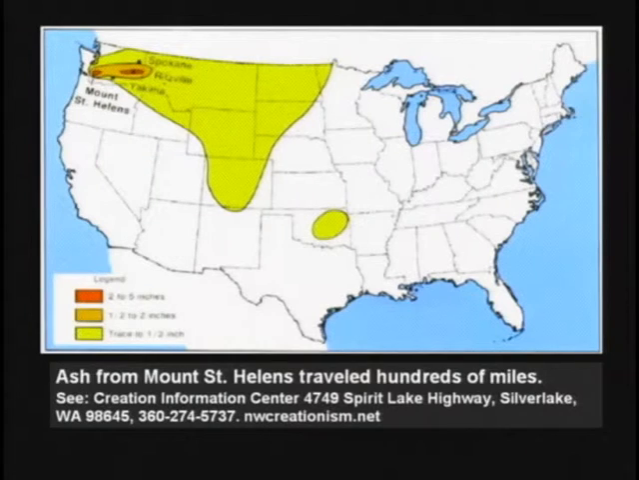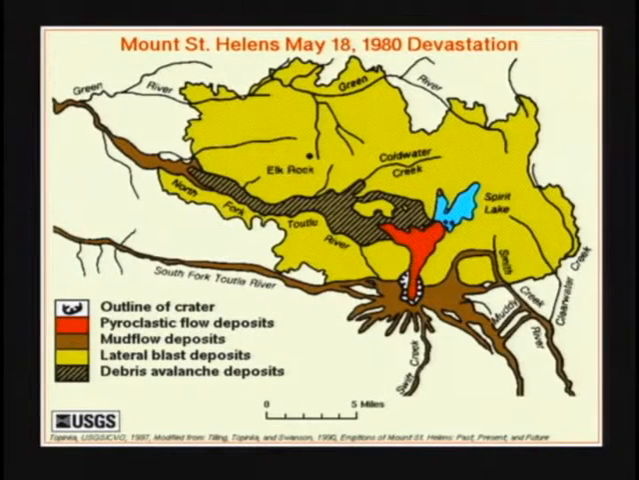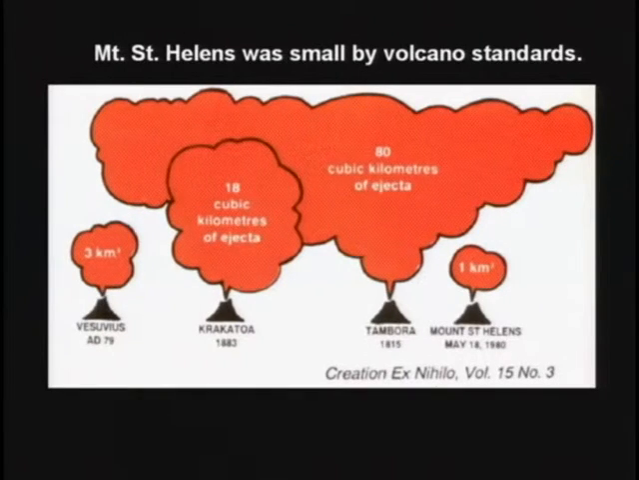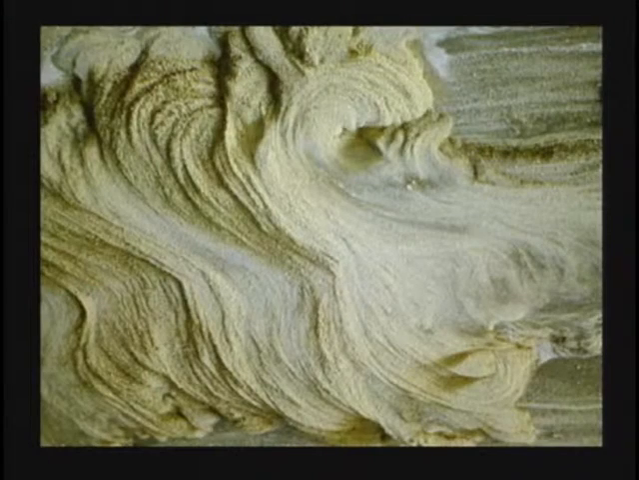Mount St. Helens, the day of the devastation, there were pyroclastic flows that flowed where the red is indicated there, mud flow deposits where the brown is, debris avalanche deposits, and a lateral blast, just a blast of steam and energy coming out, that knocked trees down in the light brown area there. And Mount St. Helens was a small volcano by volcano standards, nothing like Krakatoa in Indonesia. As the swirling mass came down the mountainside, it automatically sorted into layers.